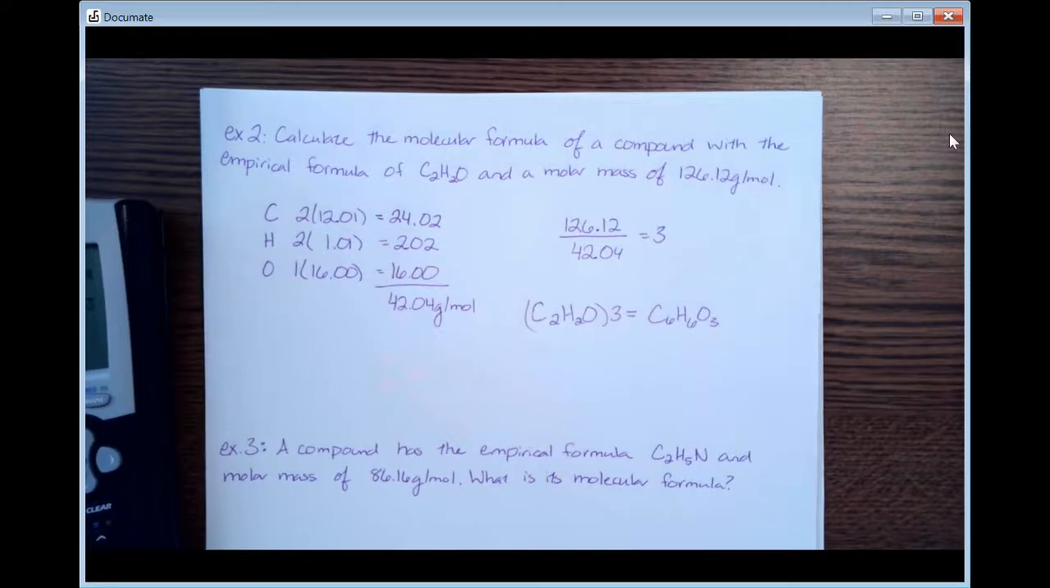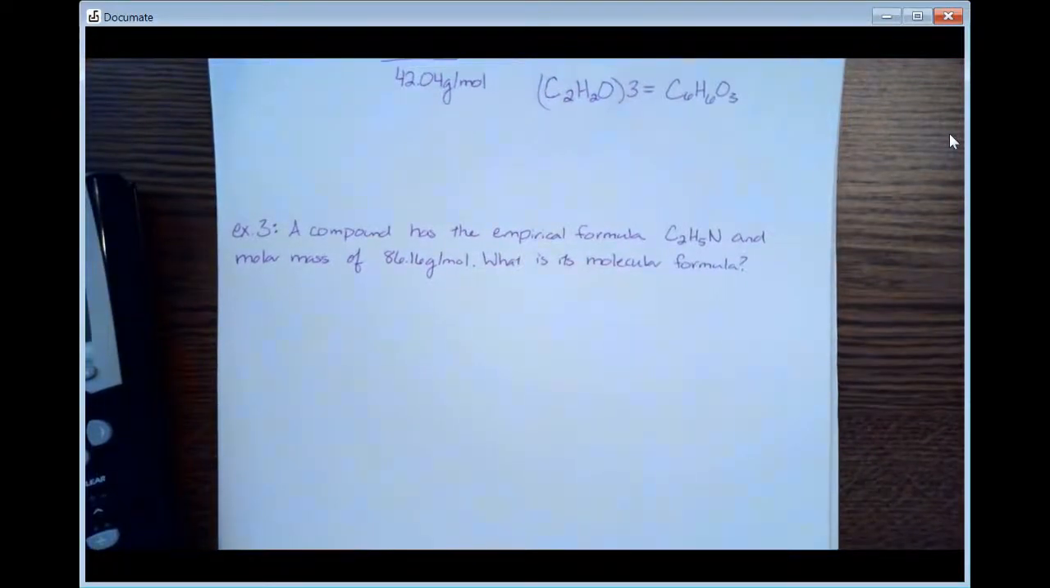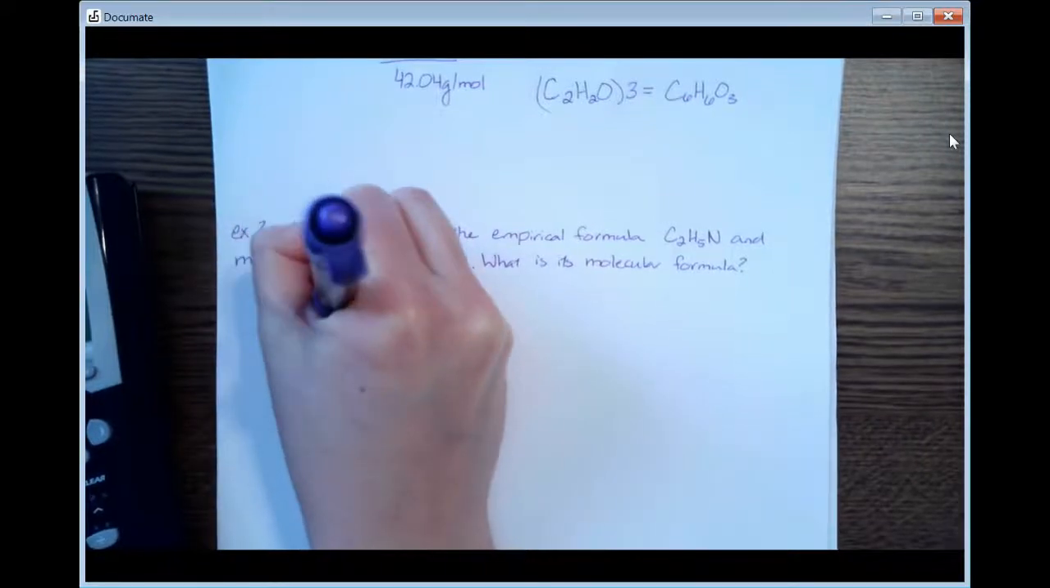Okay, let's go ahead and try another one. Okay, a compound has the empirical formula C2H5N and a molar mass of 86.16 grams per mole. What is its molecular formula? Okay, so again, I start by finding the molar mass of my empirical formula.